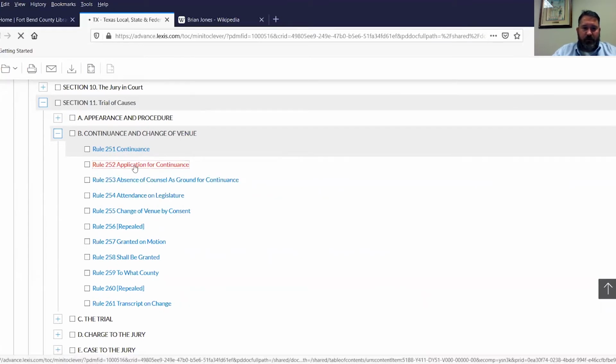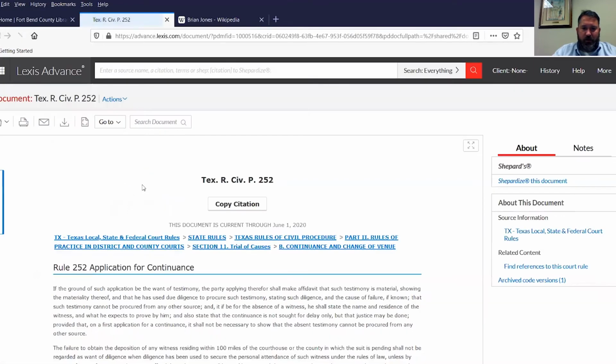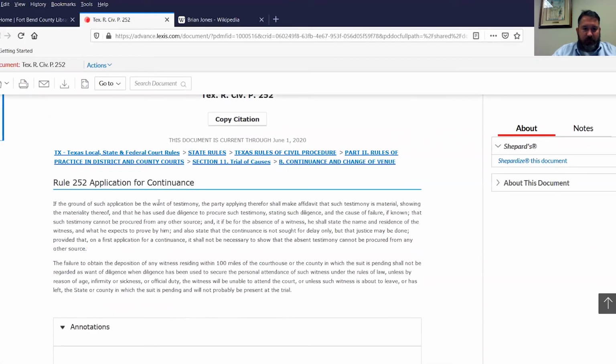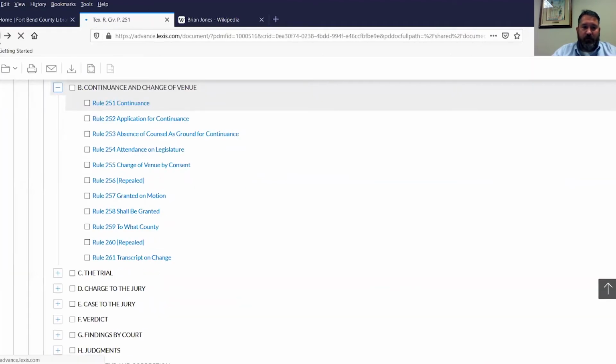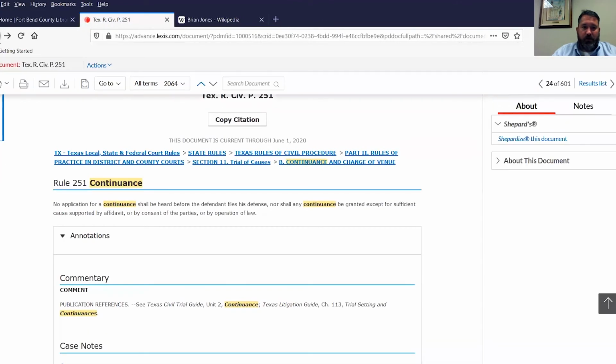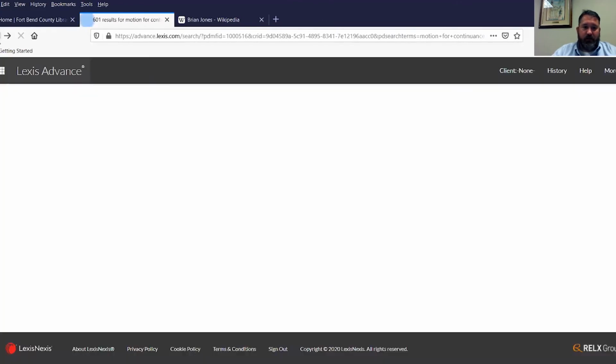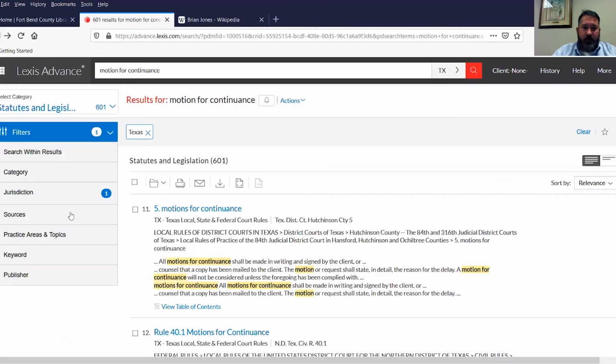Application for continuance talks about good cause shown, some of the standards you're going to bring forward. I think generally continuances have to be sworn to, meaning you have to do a little affidavit or verification that the things you're stating in the application, the motion for continuance, are true. So bear that in mind as well. But it's just one example, not to get too deep into that topic, of the things that are brought up by a search on Lexis.